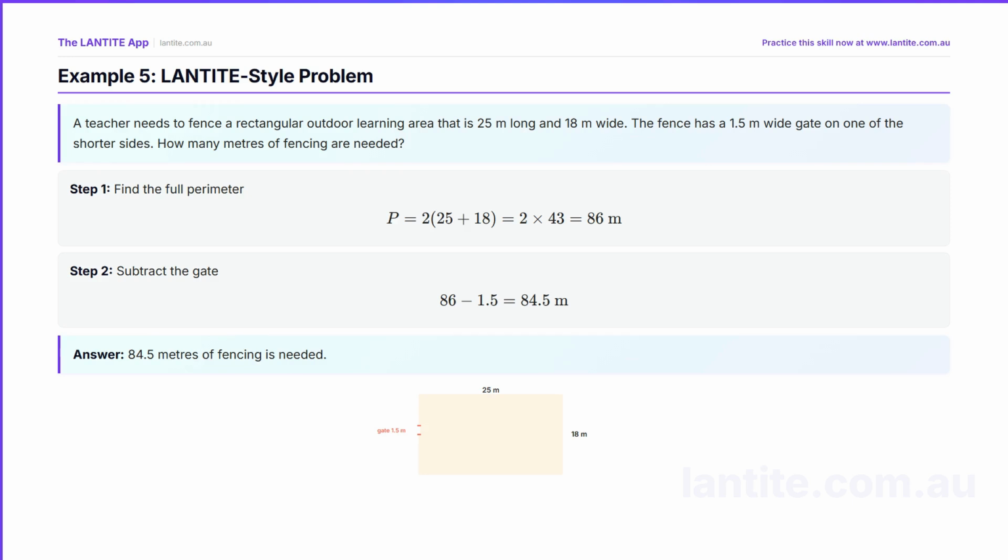This is a classic LANTITE word problem. A teacher needs to fence a rectangular outdoor learning area 25 meters long and 18 meters wide, but there is a gate that is 1.5 meters wide on one of the shorter sides. First, calculate the full perimeter. 2 times 25 plus 18 equals 86 meters. Then, subtract the gate width. 86 minus 1.5 equals 84.5 meters of fencing needed. Always read the question carefully. The gate means you need less fencing than the full perimeter.